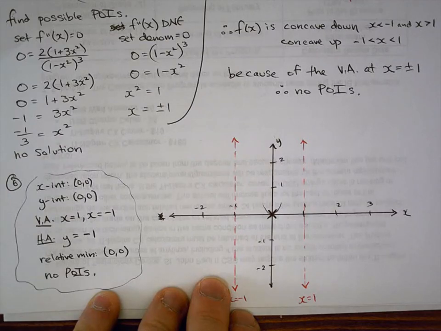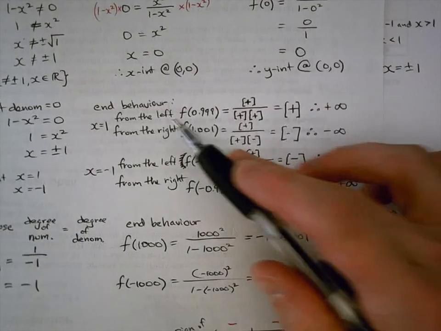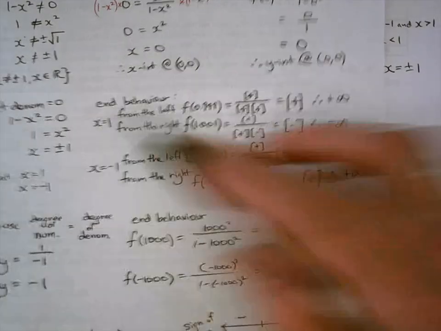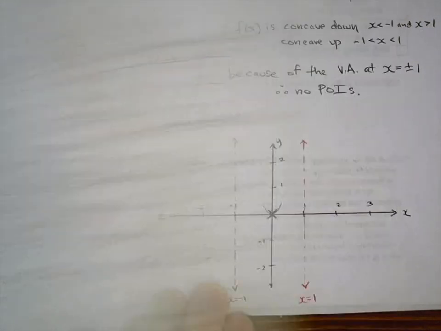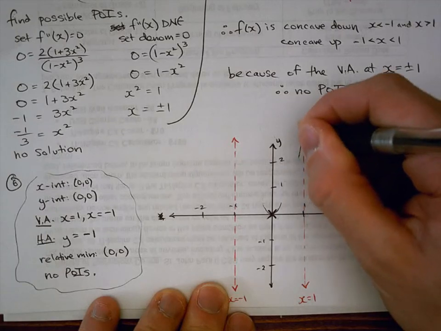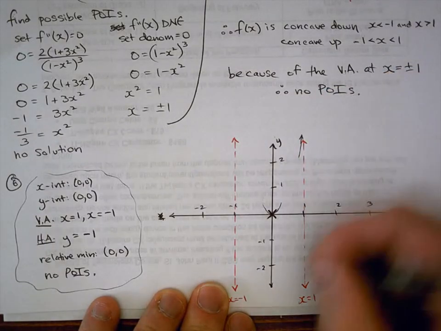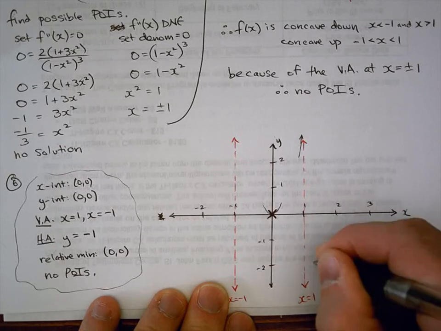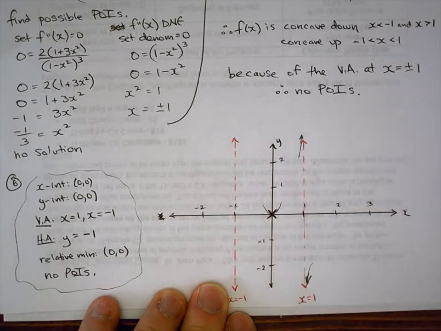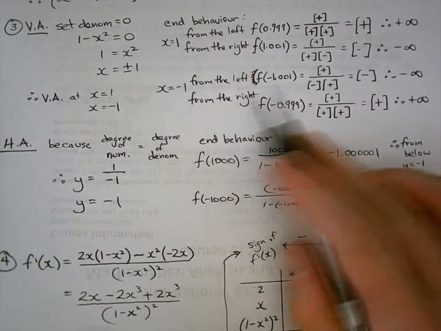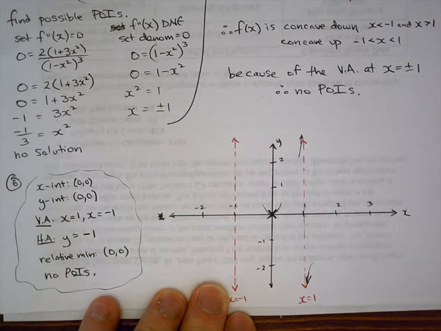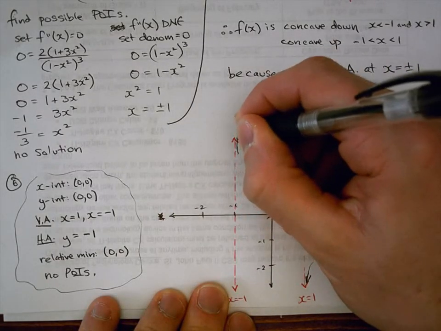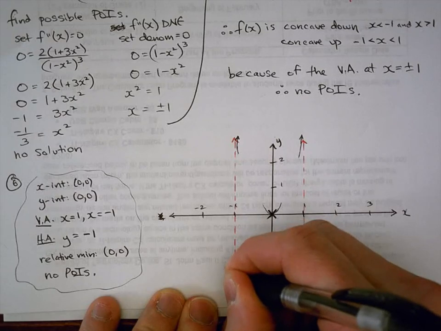Let's sketch the end behavior. We spent so much time stressing about that. Let's see if we can figure it out. So this is for x equals 1. From the left, it goes to positive infinity. From the right, it goes to negative infinity. So from the left it goes up like that. From the right, it's going down, getting closer and closer to negative infinity. Similarly, for x equals -1, from the left it's negative infinity, and from the right, positive infinity.